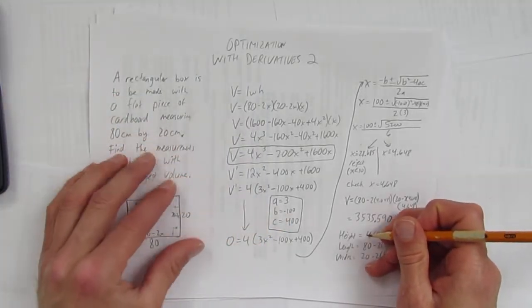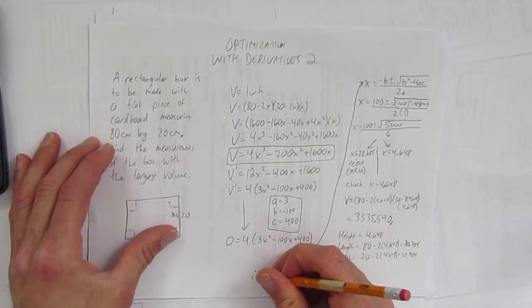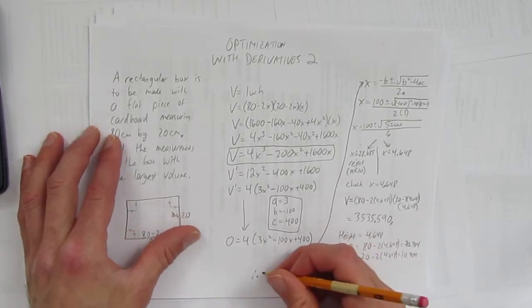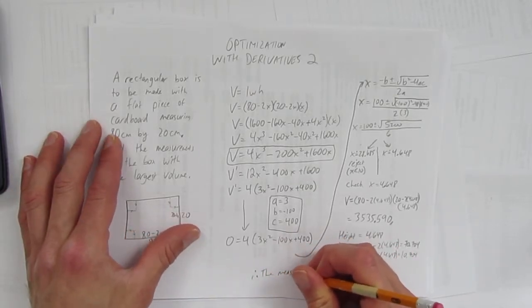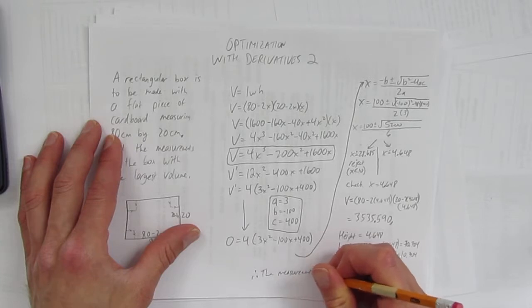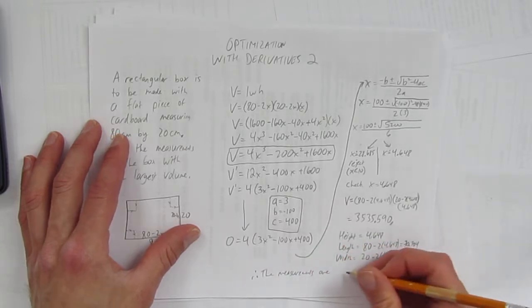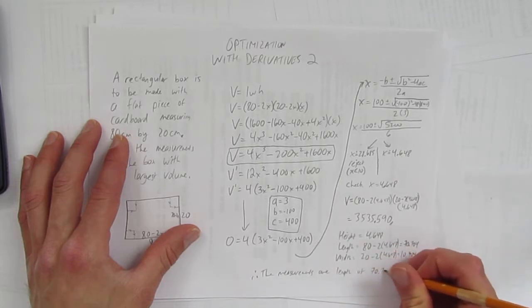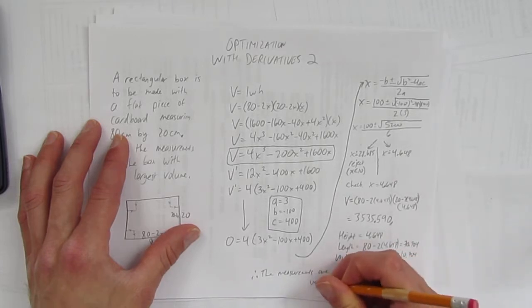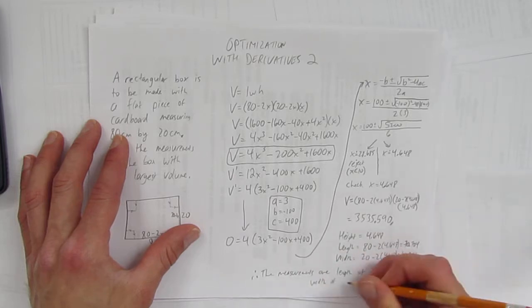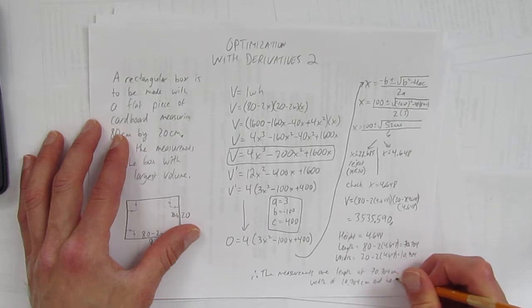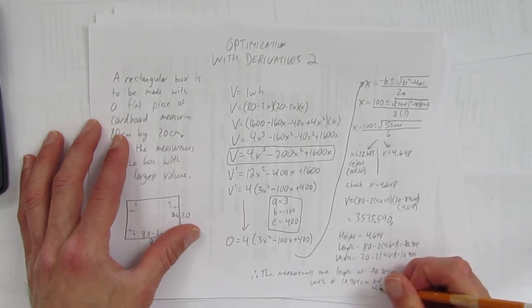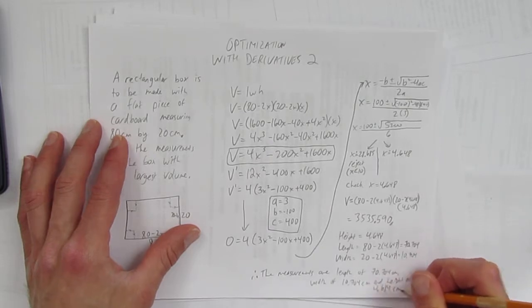It's a word problem, so I should put a word answer. Question: find the measurements of the box with the largest volume. The measurements are: length of 70.704 centimeters, width of 10.704 centimeters, and height of 4.648 centimeters. And we've done it.